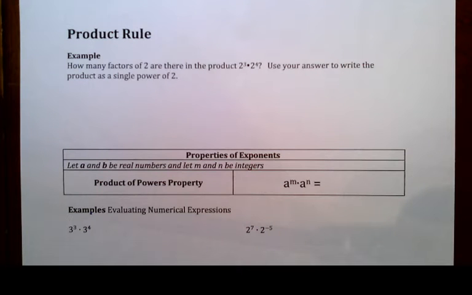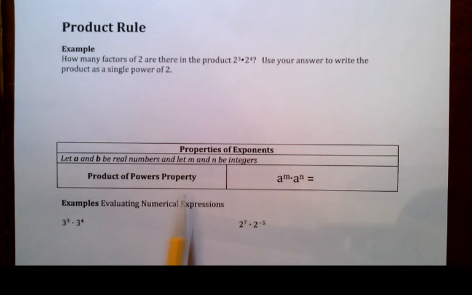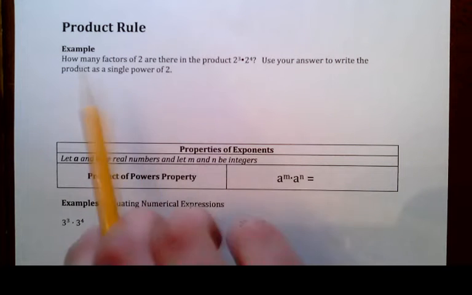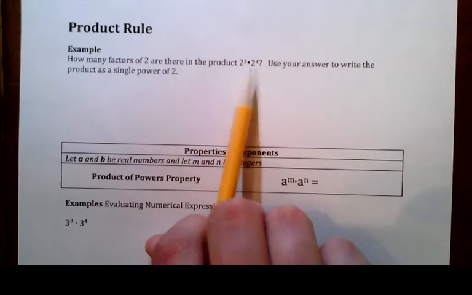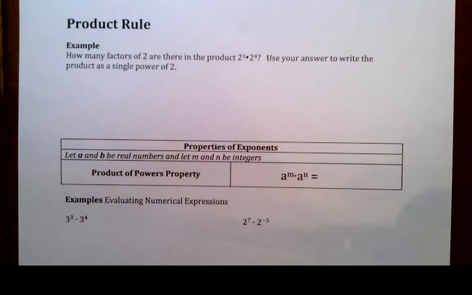Okay, so today we're going to talk about the product rule. We're going to start off with an example and kind of segue into this idea of what the product rule is, or in other words, the product of powers property. So the example up here says, how many factors of 2 are there in the product 2 to the third times 2 to the fourth? Use the answer to write as a single power of 2.